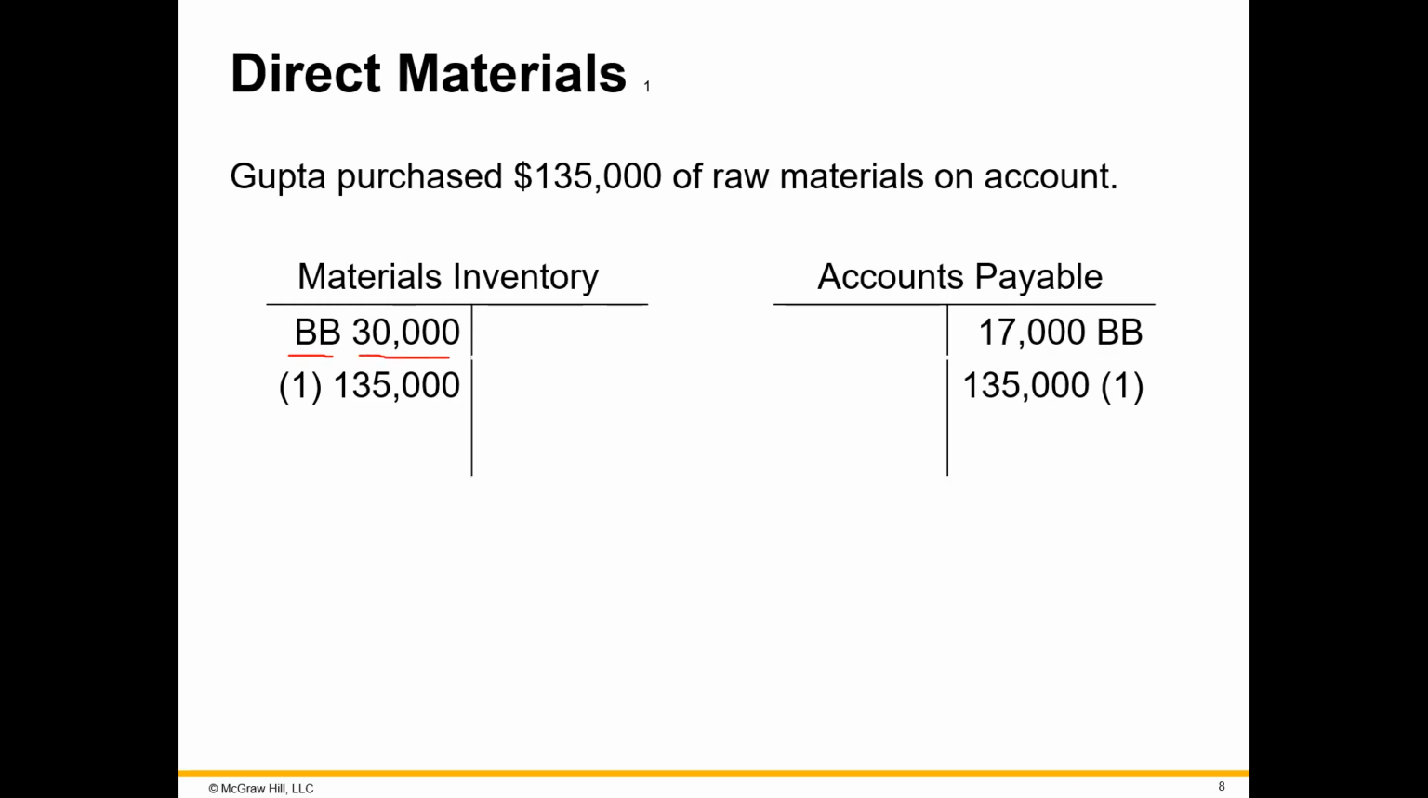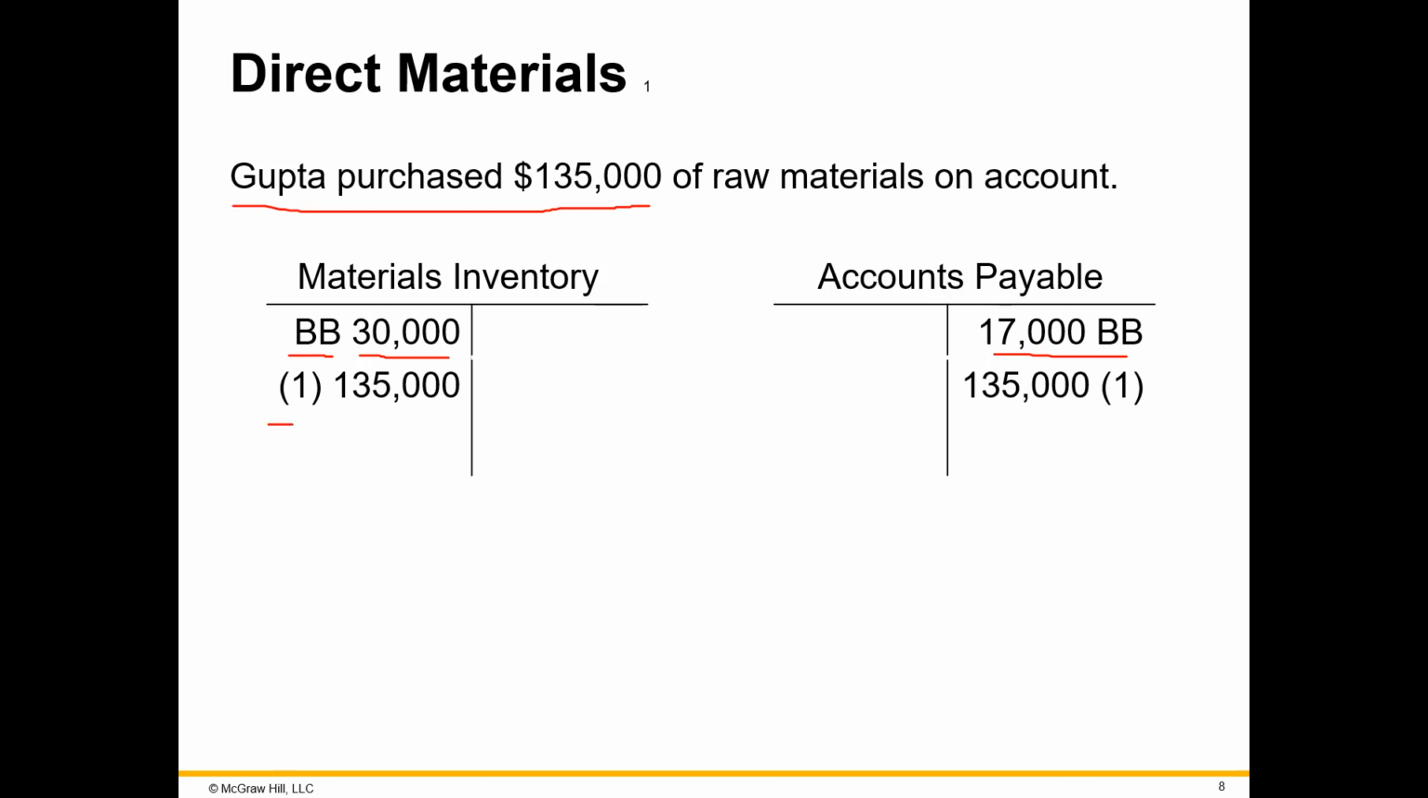Accounts payable had 17 grand in its beginning balance. Accounts payable is a liability. So when a company has an accounts payable, that means that they purchased inventory or some other asset from a vendor. They didn't pay cash, so they put that purchase on account. Here they say that Gupta purchased $135,000 of raw materials on account. So the journal entry for this is going to be debit materials inventory for $135 and credit accounts payable for $135. So that's what you see here.